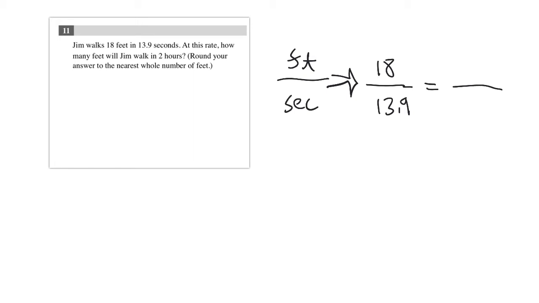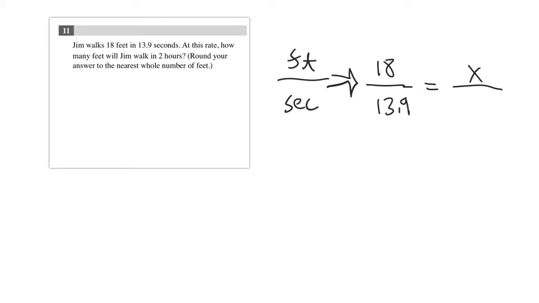Now, they want to know how many feet will he walk in a certain amount of time, so it's x up here because we want to find out the distance traveled here. But they mentioned 2 hours, though. So the question is, how many seconds are in 2 hours? Because we're dealing with seconds, right? We're not dealing with hours. We're dealing with seconds. So we want to find out how many seconds are in 2 hours, and we're going to put that down here, okay?